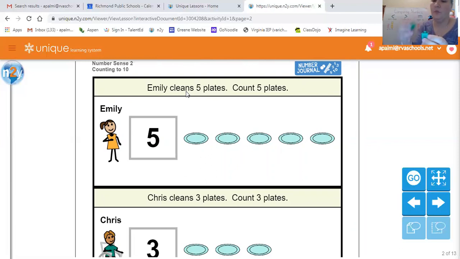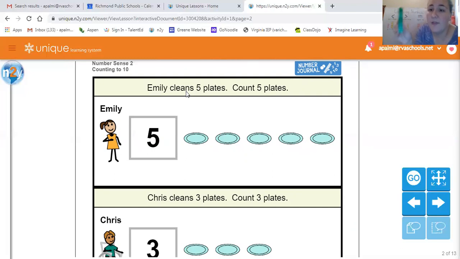1, 2, 3, 4, and 5. Okay. I loved how I could see you guys using your finger to touch and say the number at the same time. Because remember, if we go too fast when we're counting and we don't say it when we touch it, sometimes we skip numbers.